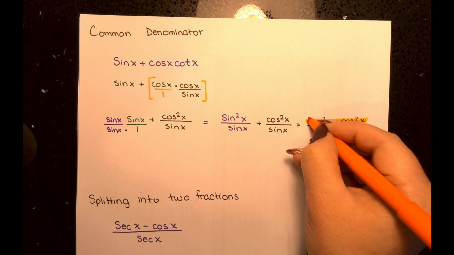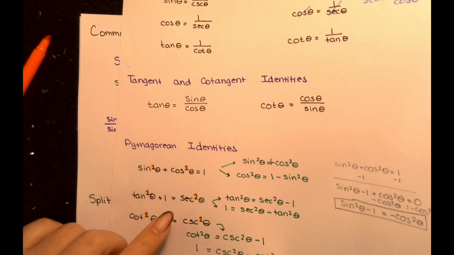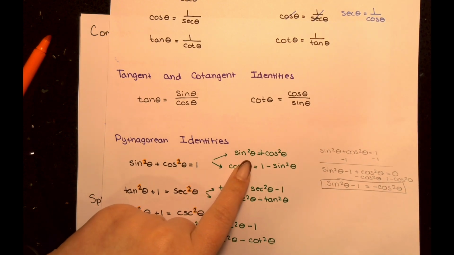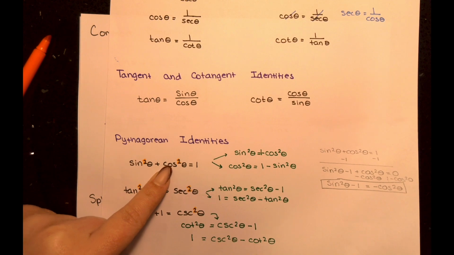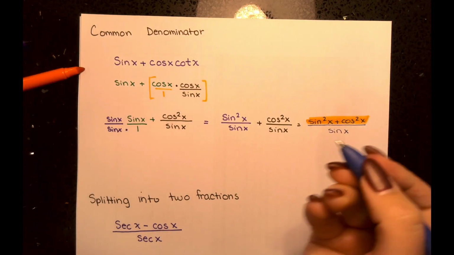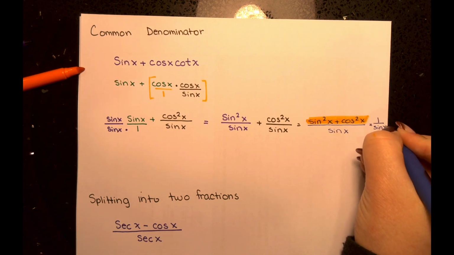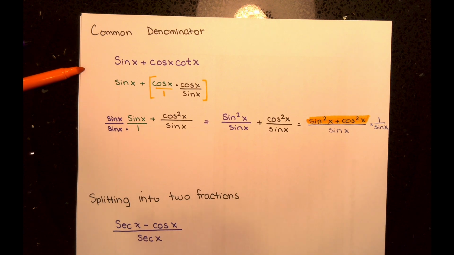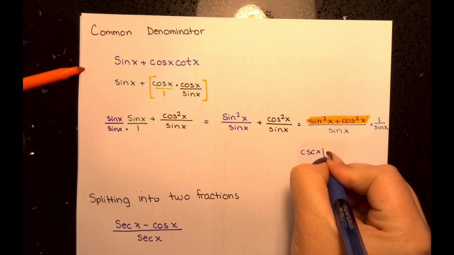Identity, identity, identity. This is our major identity. Sine squared of theta. Oop, not that one, this one. Sine squared of theta plus cosine squared of theta equals 1. So that means this right here is just 1. Let's see if I can fit it in. 1 over sine of x. And again, since sine is in the denominator, meaning it is a reciprocal of something, sine has a relationship with cosecant, and our answer is cosecant of x.